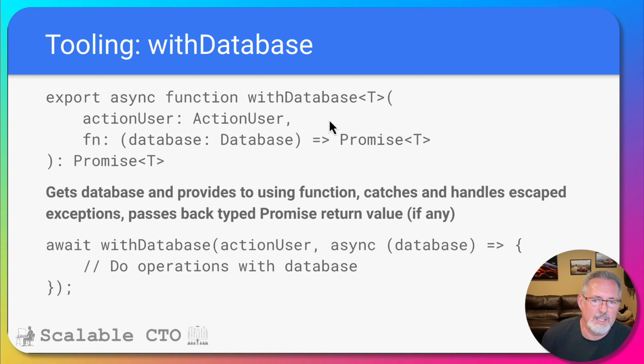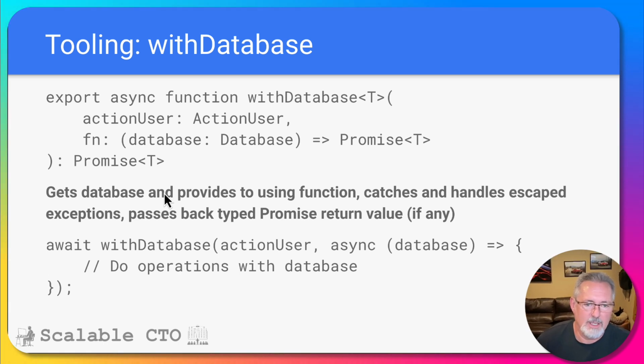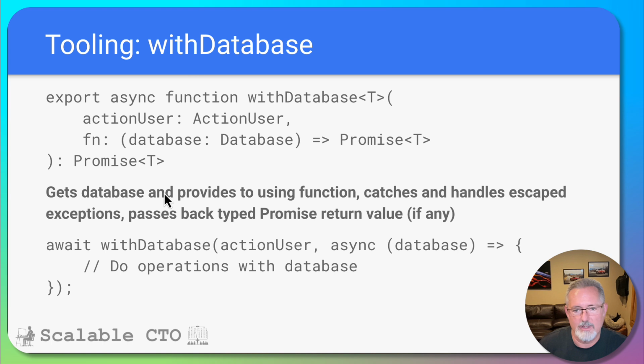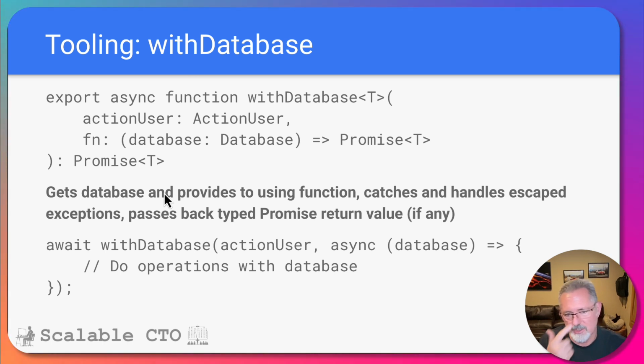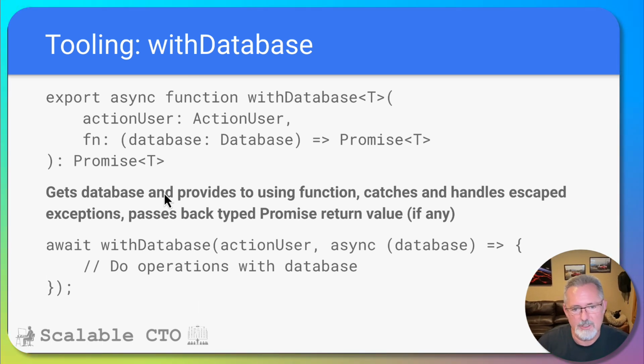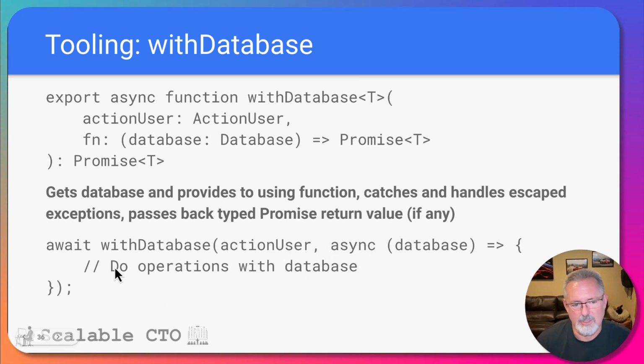So we did two things. We built a with database wrapper. This is a generic typed wrapper, and what it does is it gets the database for you. You don't have to worry about the details of how it gets the database. You give it a function that takes a database as a parameter, so it essentially gets the database and passes it to your function. Then it handles any exceptions that are thrown and passes back the result. So you say await with database, you pass it your user, which is what it needs to get the tenant, to get the database, and then you pass it an async function that takes the database as a parameter. So you just get a callback that passes the database that you can go to town on.